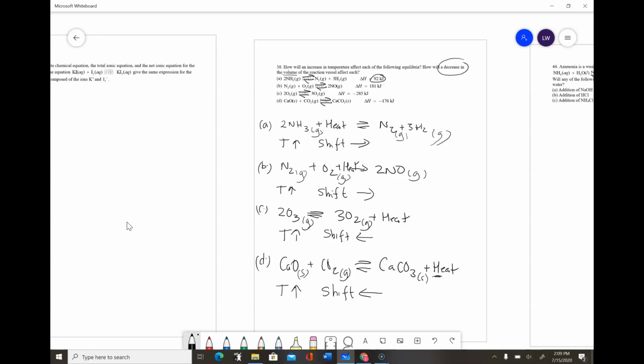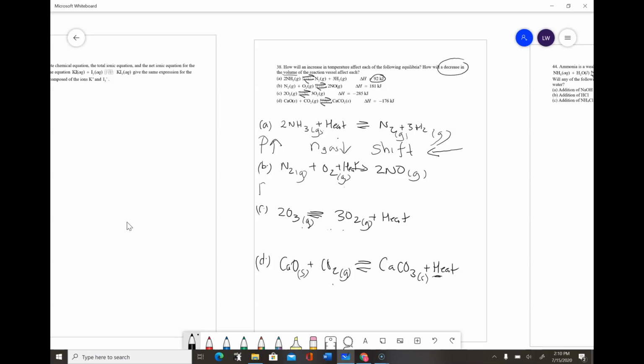You need to be mindful of paying attention to those phase labels. Let me get rid of this stuff about the temperature, and then we'll start looking at this. So we're going to decrease the volume. When you decrease the volume of a container containing gases, it makes the pressure go up. So the response of our system is to decrease the number of moles of gas to make the pressure go back down again. So which way will it shift? It'll shift towards the side that has the lower number of moles of gas. In our first case, we've got 2 moles of gas on the left and 4 moles of gas on the right. So it's going to shift to the left.